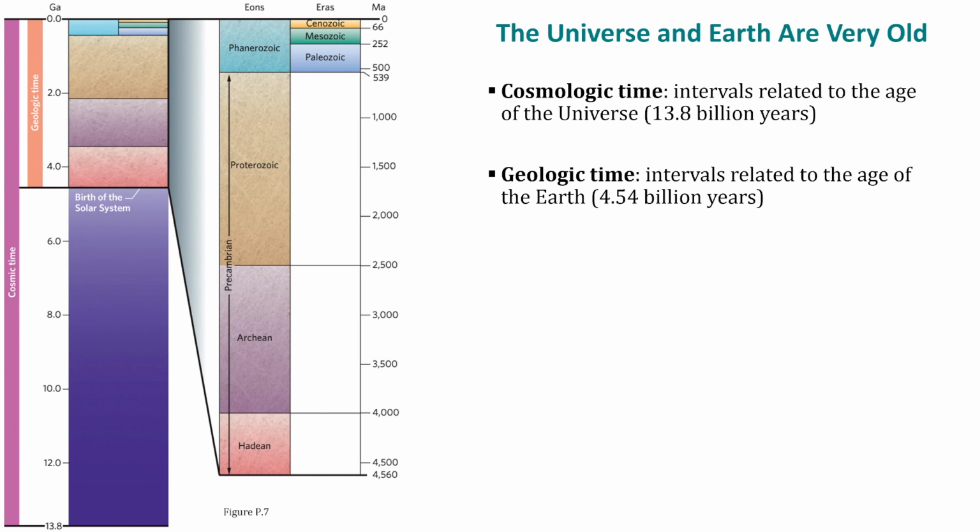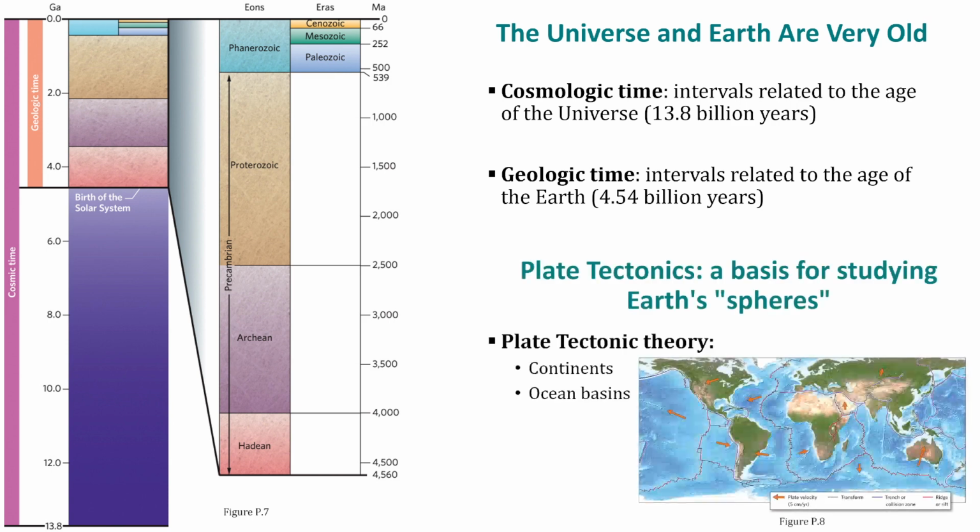So on the left, what we have are called the cosmologic timescale and the geologic timescale. You'll notice that the geologic timescale is divided into different periods, which are named of eons and eras, and these names often have some meaning in terms of the history of the Earth. They are transitionary periods, so to speak.